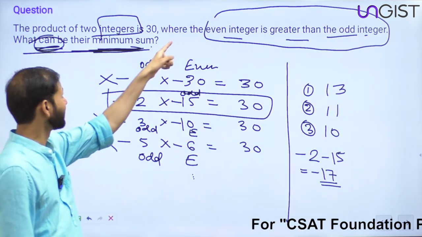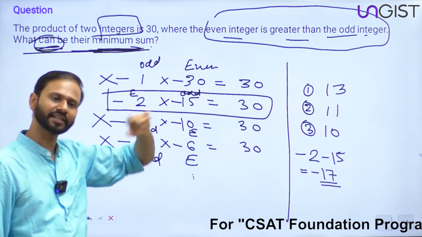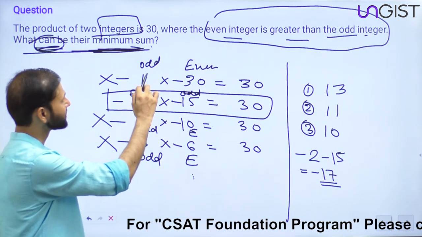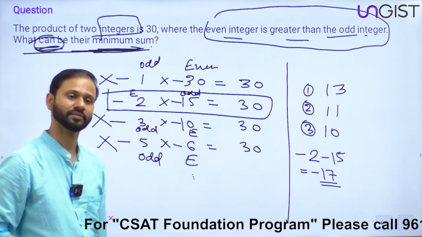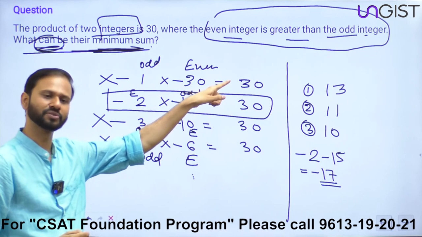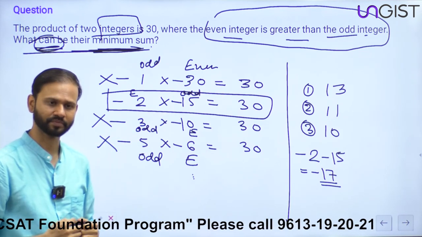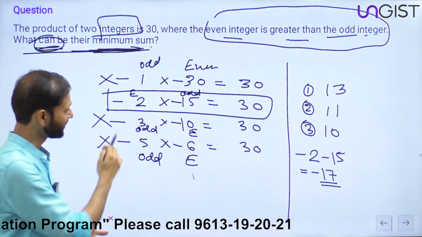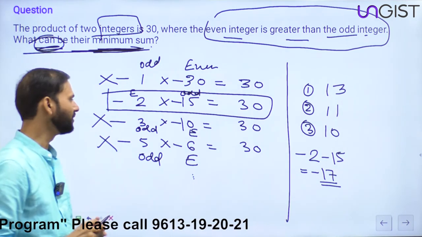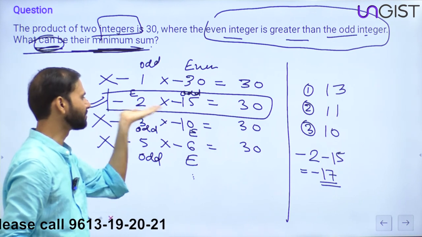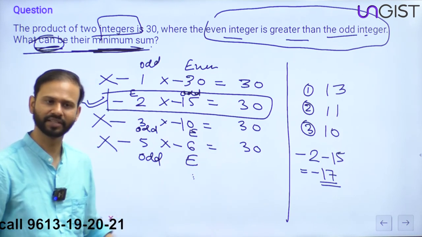But one more condition is given in the question, and you have to satisfy that condition also. The question is saying the even integer is greater than the odd integer. So in all these four pairs, you have to check for that condition as well. Only one pair is actually satisfying this condition. So just find the sum of these two numbers. This is minus 17, that's it.